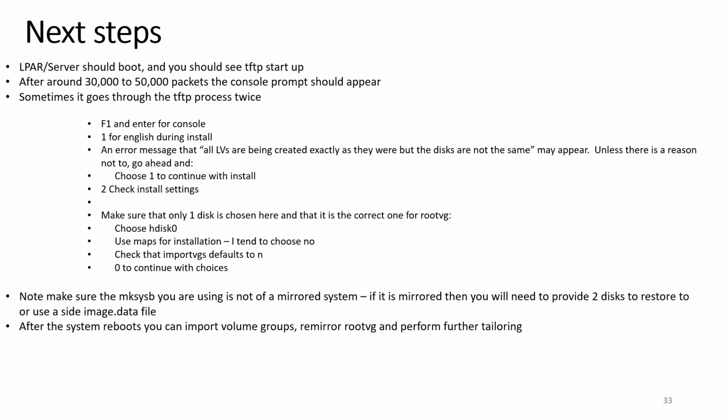If the mksysb is mirrored, then you're going to need to provide 2 disks to restore to unless you use that side image data file. Once the system's rebooted, you check everything, you can import any volume groups, you can remirror root VG, and you can go ahead and do any other tailoring that you would normally use.